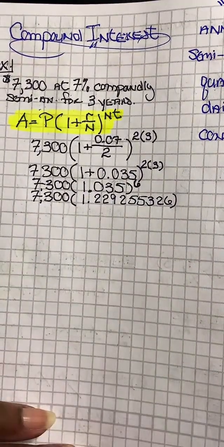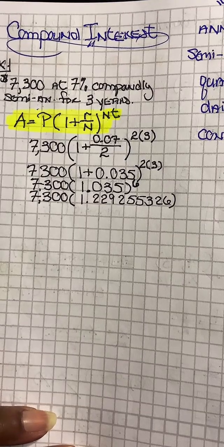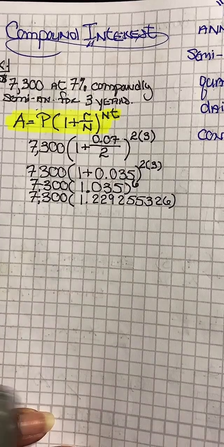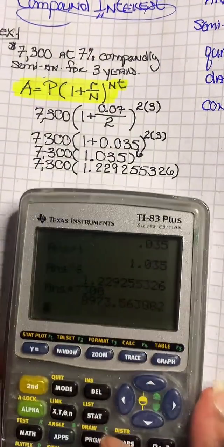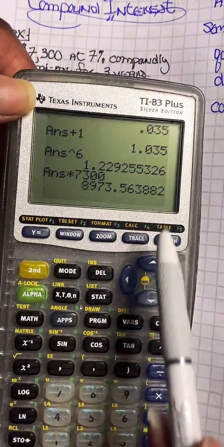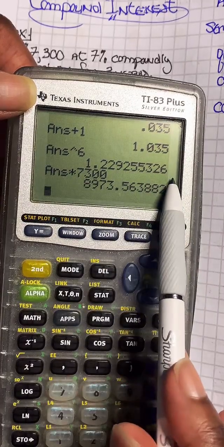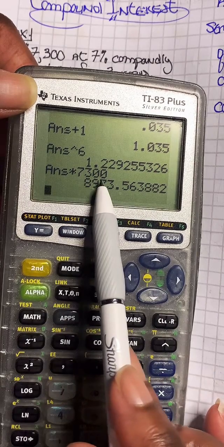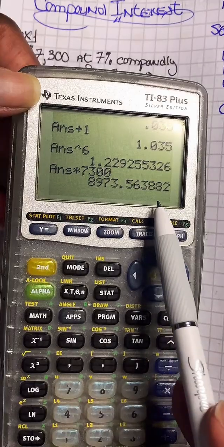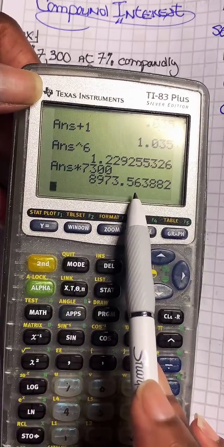So once we have this, all you have to do is say times 7,300. Now, when you get your answer, you should be rounding. So when I have in the calculator, once I got my answer, raised it to the 6th power, I got this lovely long decimal. But then when I multiply it by the 7,300, then I have this as my answer. But we're dealing with money. So if we're dealing with money, what is my cents?